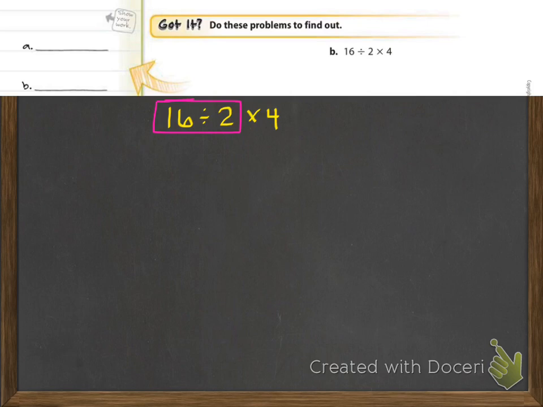So 16 divided by 2 should give us 8, and then we're going to copy the rest of the problem, which was times 4. Now we have 8 times 4, which is what we have left. We're going to put a purple box around that, and 8 times 4 is 32. So for B, you should have gotten an answer of 32. So you want to make sure that you write that down now.